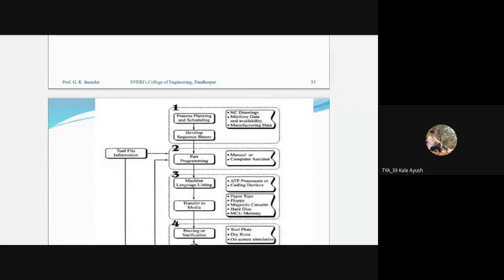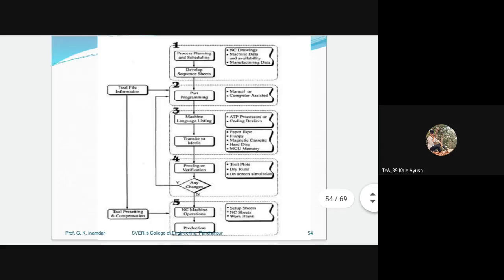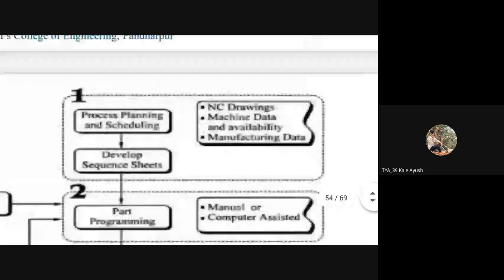Again, the steps are listed in table format, in five types. The first step is process planning and scheduling. What parameters are included in process planning and scheduling? The NC drawings are considered, along with machine data and availability. What is the capacity of that machine? That should be calculated, whatever the machine data required.